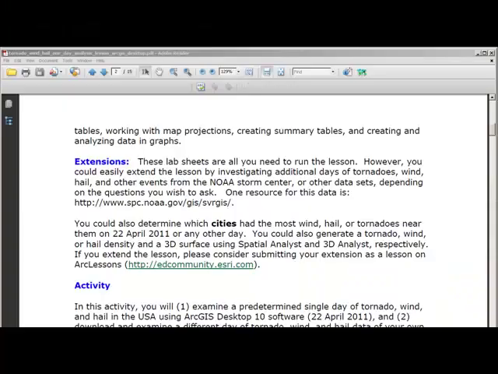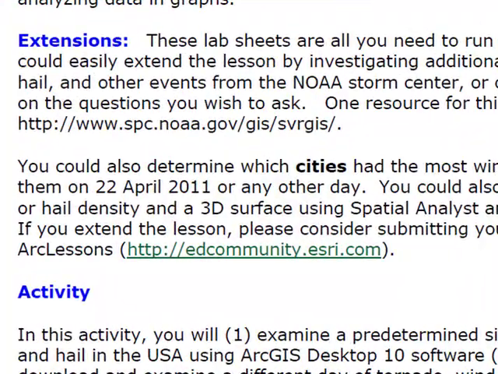However, you could easily extend the lesson by investigating additional days of tornadoes, wind, hail, and other events from the NOAA Storm Center or other data sets depending on the questions you wish to ask. One resource for this data is, as you can see right here.